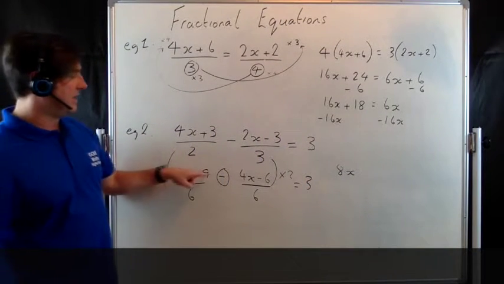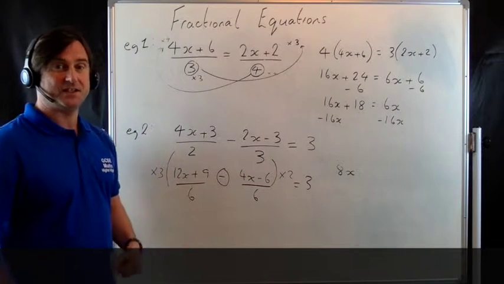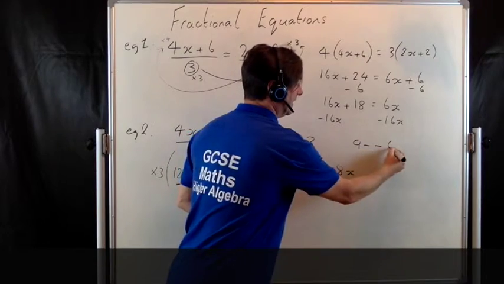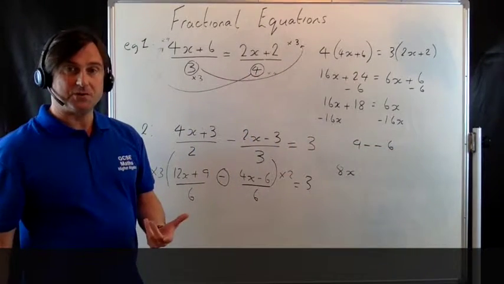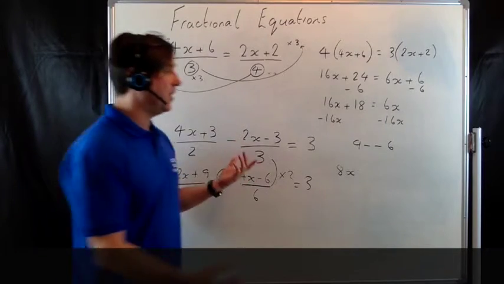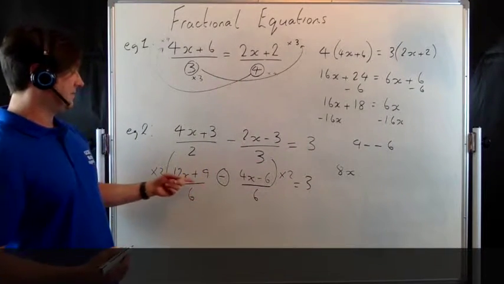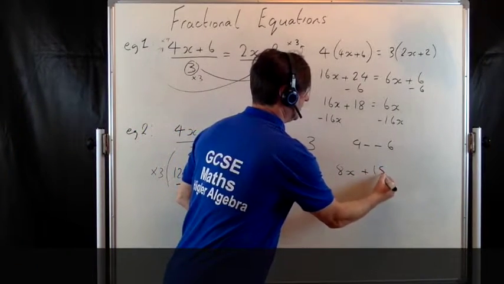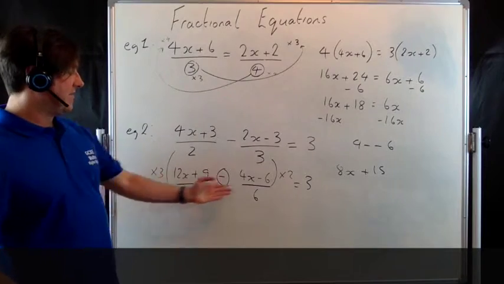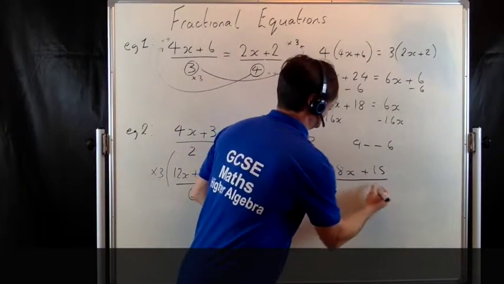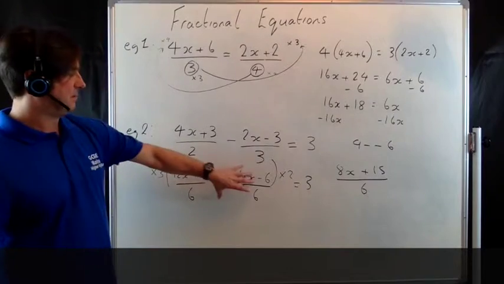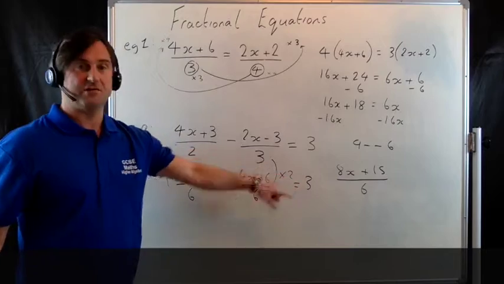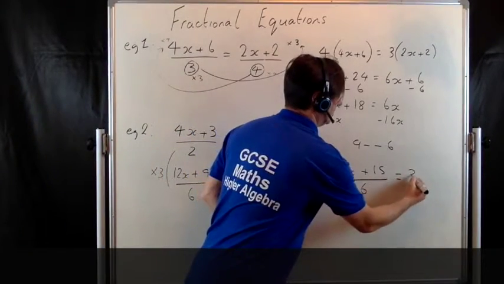But then I've got to do 9 take away negative 6. Well, 9 take away negative 6, if I write that here, those two negatives become a positive. So I'm really left with 9 add 6. So that gives me 8x plus 15. We never add the denominators, that stays as 6. So I've now simplified this part to 8x plus 15 over 6. But this equals 3, so we set that equal to 3.